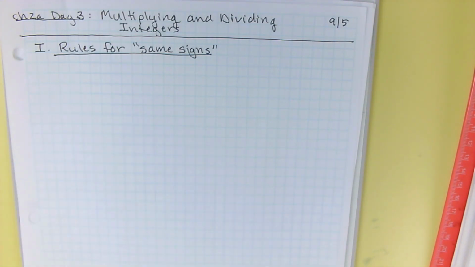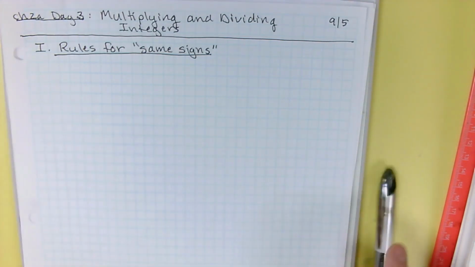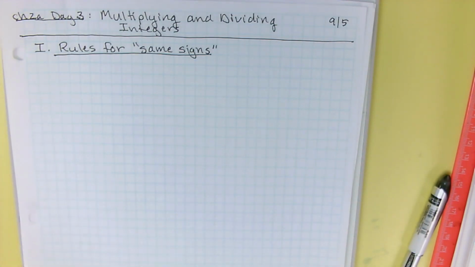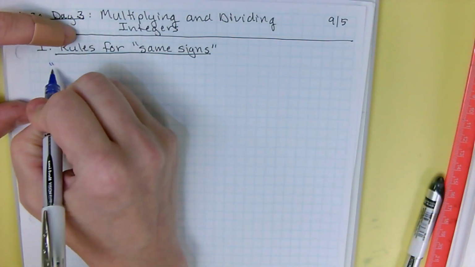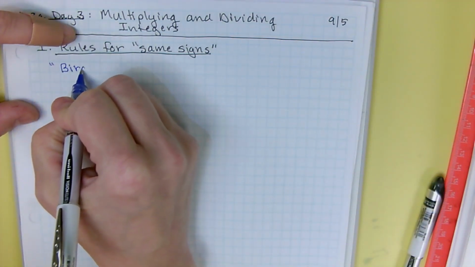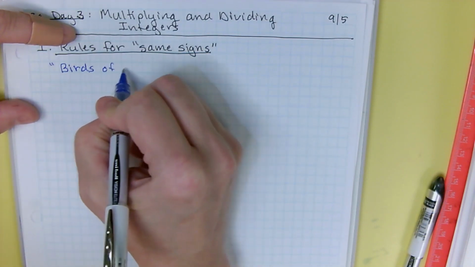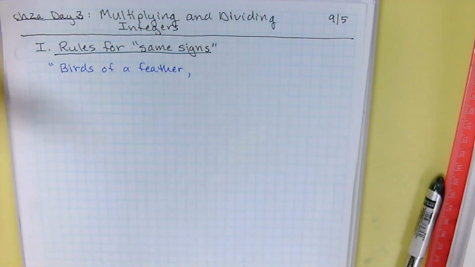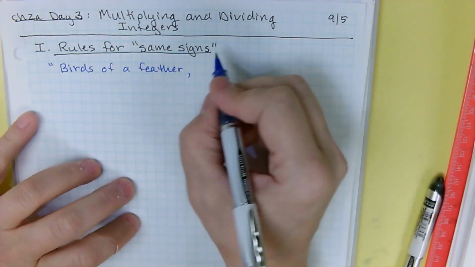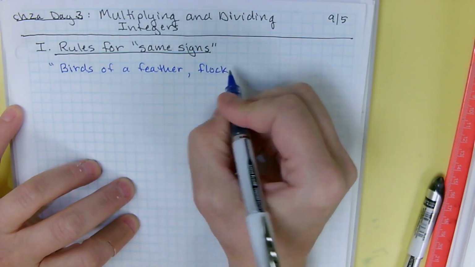One of them is for same signs. And in an effort to help you keep these straight, for multiplication and division, I give you a couple silly things to help you remember. So here's the silly thing. And maybe you might know these expressions. Birds of a feather. Does someone know how to finish it? Flock together. Nice. Good job.